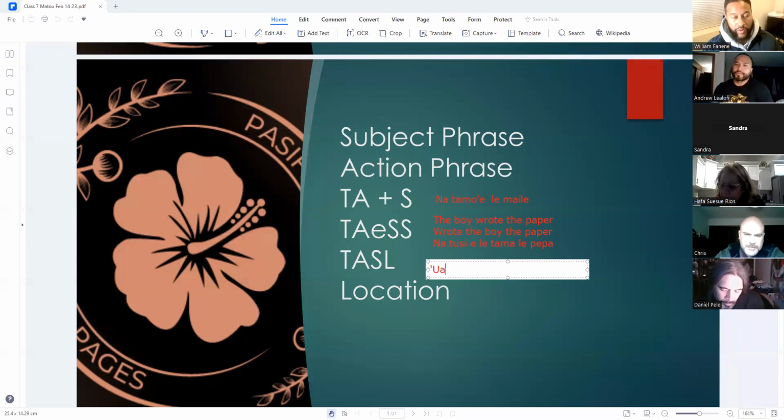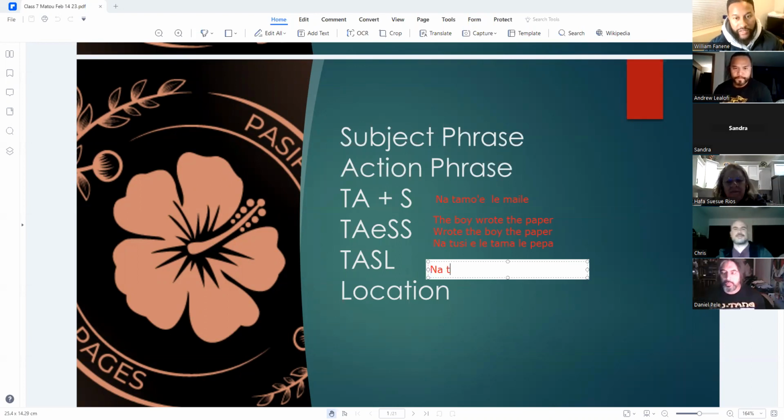If you wrote the paper in the notebook, would you just add that? So the boy wrote the paper in the notebook. Tusi, le tama, le pepa, ile api. Ile api, yep. So we'll use that one. That's a great one.